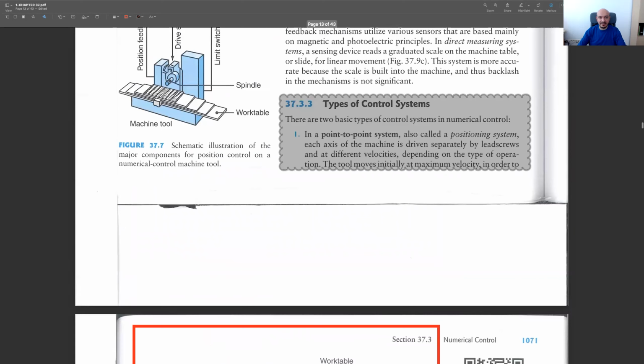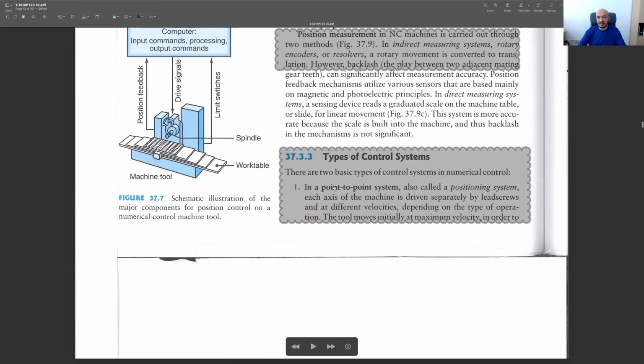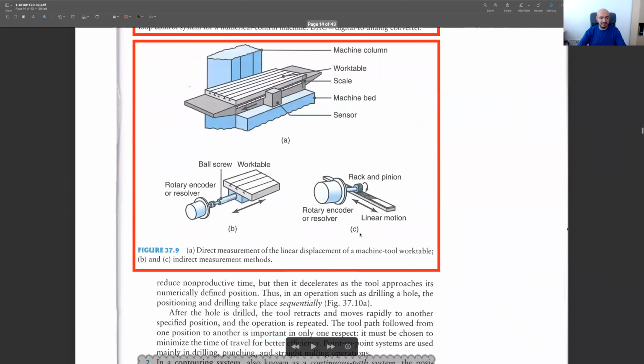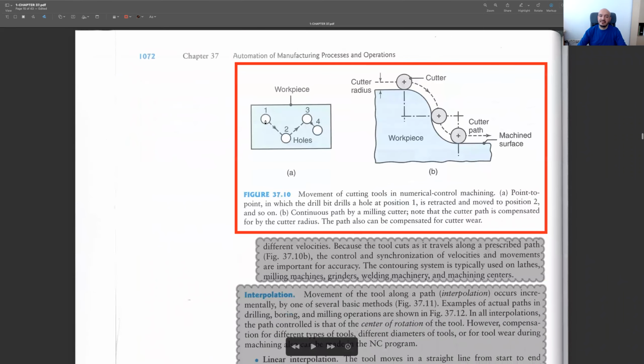Now let me discuss another classification. This is called point-to-point systems and contour controlling systems. In point-to-point control, the intermediate movements are not important. For instance, in this drilling operation, yes, I think it's a drilling operation, the important part is to drill these 4 holes, but the intermediate motion is not important. So we can do this process in point-to-point.